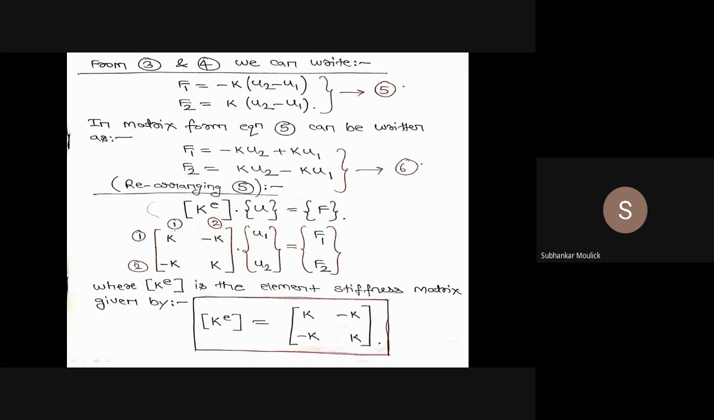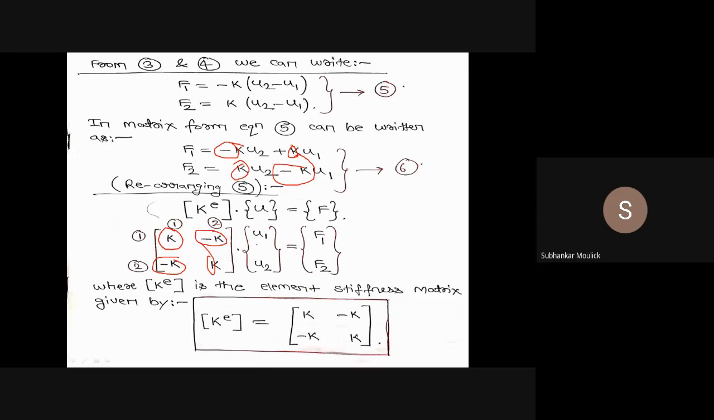So this is, for the first equation, the coefficient of u1, which is plus k. This is for the first equation, the coefficient of u2, that is minus k. So k, minus k. This value is the coefficient of u1 from the second equation, which is minus k. And this value is the coefficient of u2 from the second equation, and that is nothing but k.